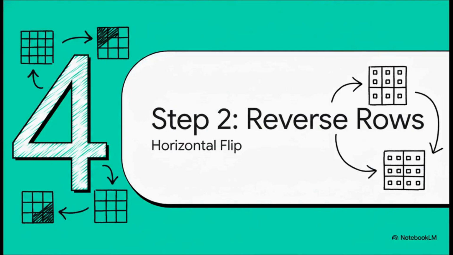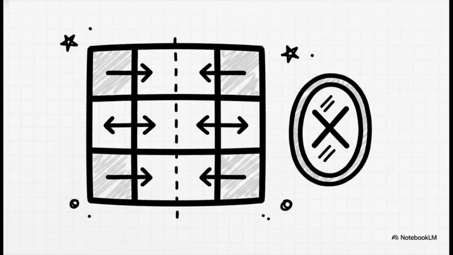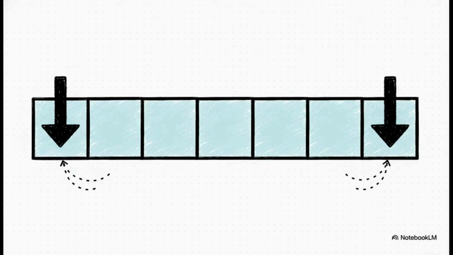Okay, moving right along to step 2, reverse rows. So now that we have successfully transposed the matrix, our original rows have officially become our columns. The grid is reoriented, but if you look at it, it's essentially mirrored backward. To fix this and finalize that 90-degree rotation, all we need to do is flip each individual row horizontally, straight from left to right. To execute this horizontal flip efficiently, we are going to use a classic two-pointer technique.